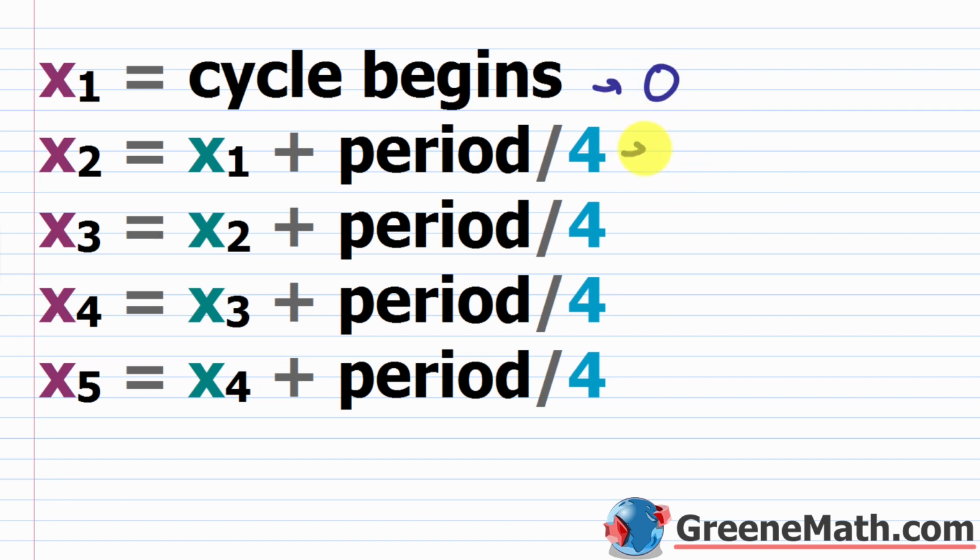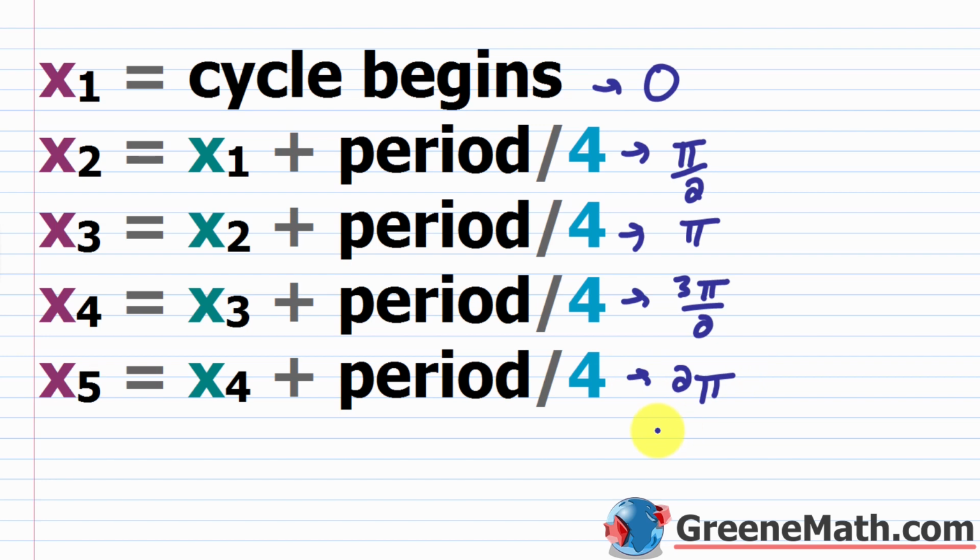And then what you're going to do is just keep adding pi over 2 to the previous value. So here, x sub 2, or the second x value, is x sub 1, which is 0, plus your pi over 2, so that's pi over 2, okay? And then here it's pi over 2 plus pi over 2, which is pi, and then plus pi over 2 again, which is going to be 3 pi over 2, and then plus pi over 2 again, which is going to give me back to 2 pi, okay?